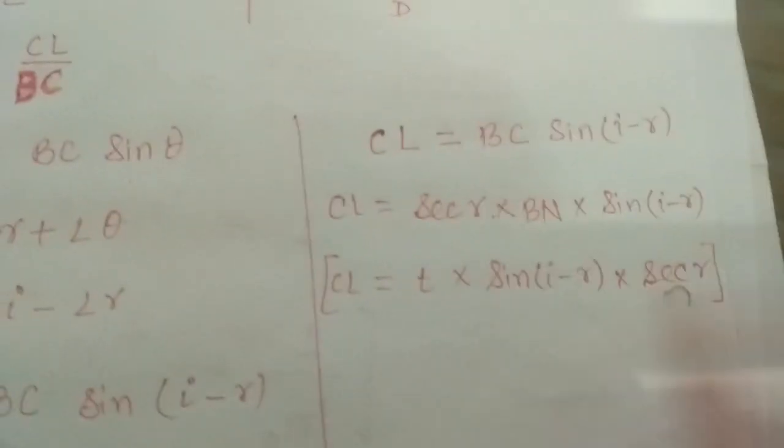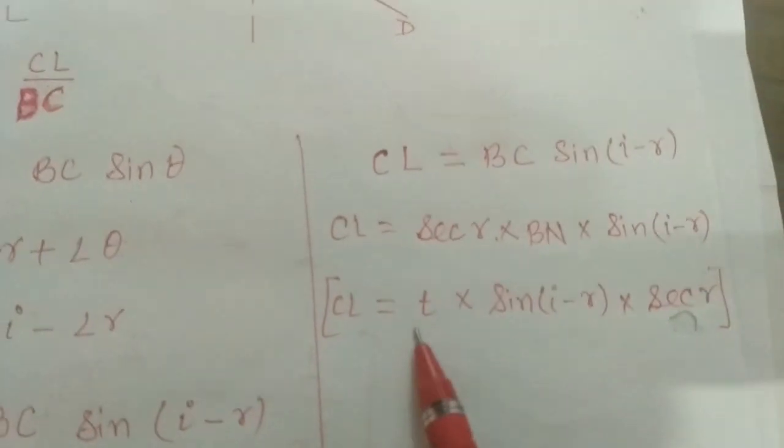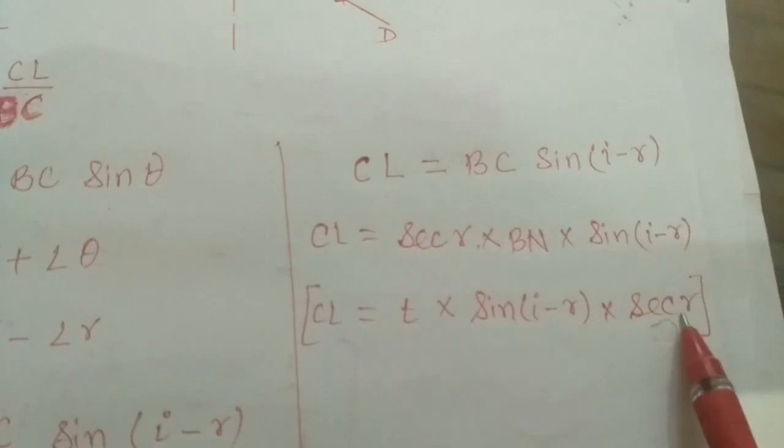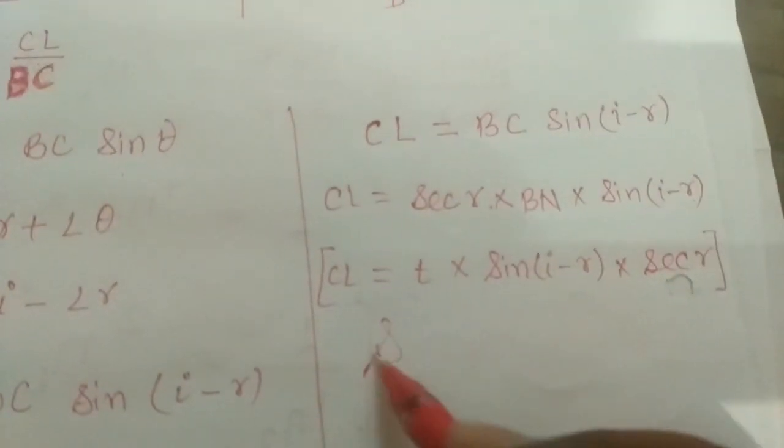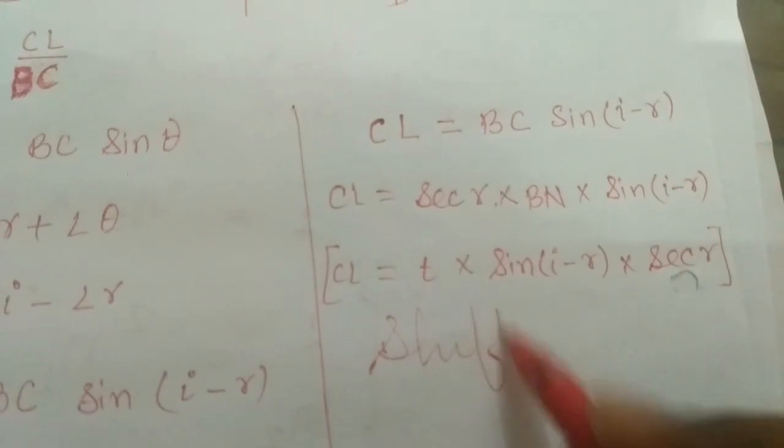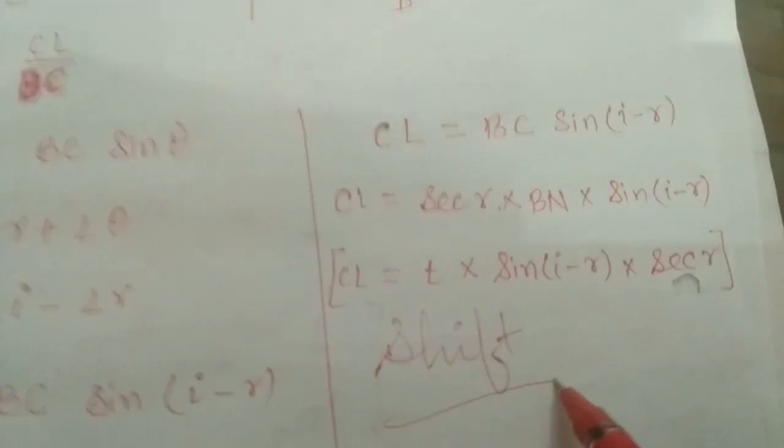Now finally, on summing up this equation, what we will get is that this VN is the thickness of the glass slab into sine (I minus R) into sec R. This is what CL was, the shift, the perpendicular shift. Now we can calculate the perpendicular shift with this equation.